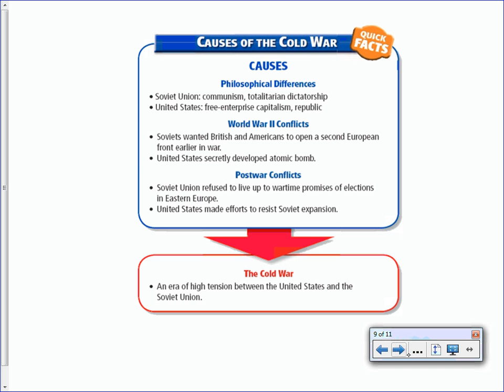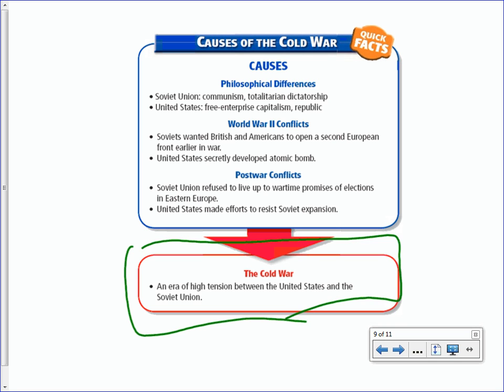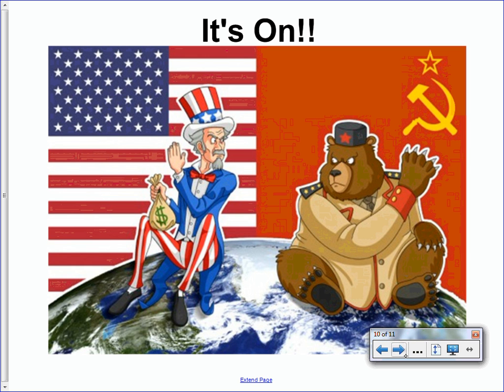So this is just a cool graphic organizer. So hit pause, read through this, and take some notes if you need to. This just comes back and pulls all the different things together, ultimately leading to the Cold War, which is going to be that period of high tension.